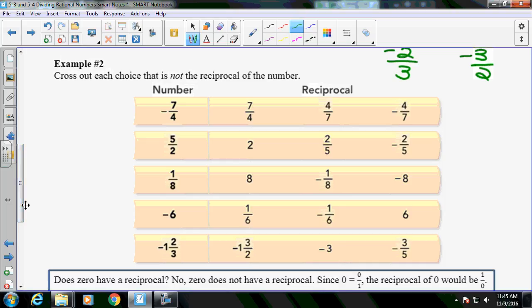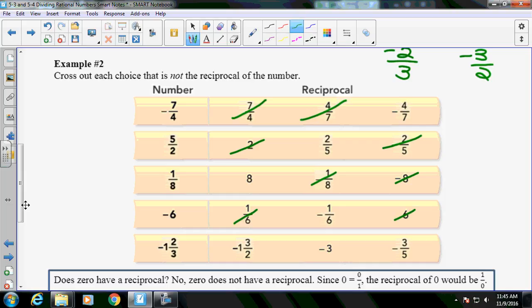So cross out each choice that is not the reciprocal of the number. The first example is negative, so its reciprocal has to be negative. The only choice is the third choice, and the numerator and denominator have to switch. For the second one, it's the middle one, so I'm crossing out the first and last. For the third one, 1/8, the reciprocal is 8. For the next one, -6, our reciprocal is -1/6.